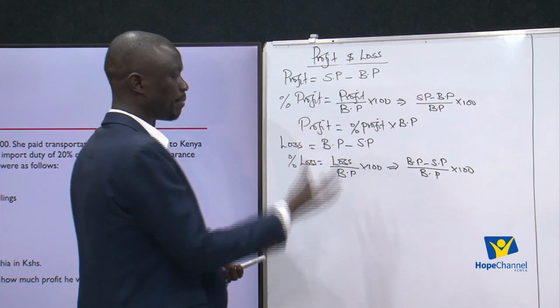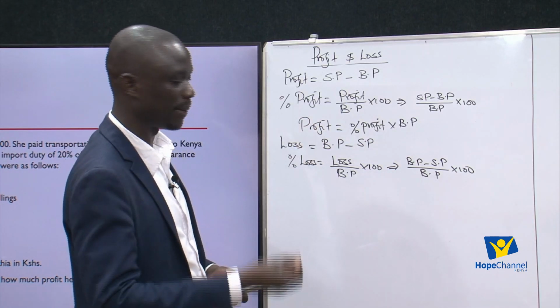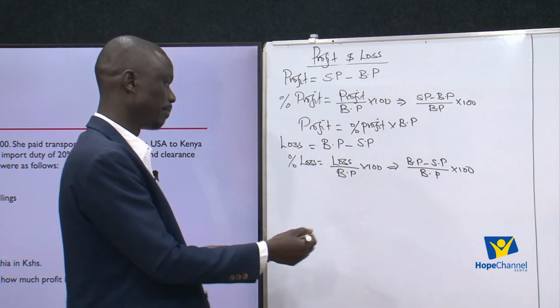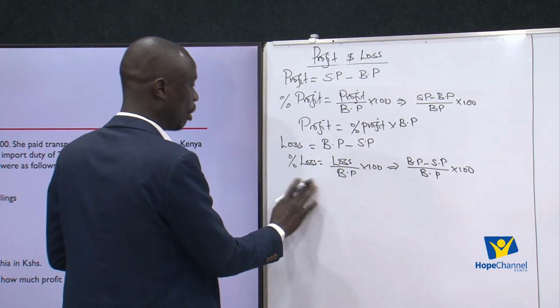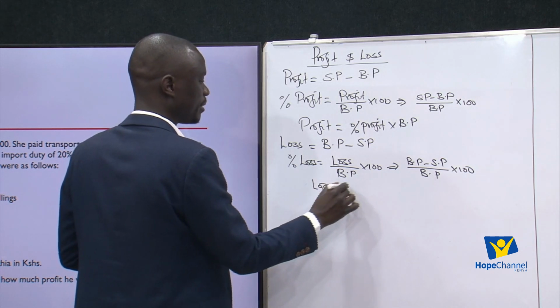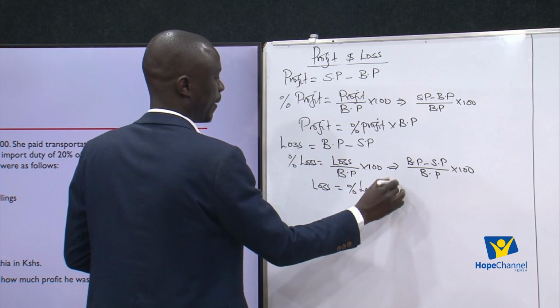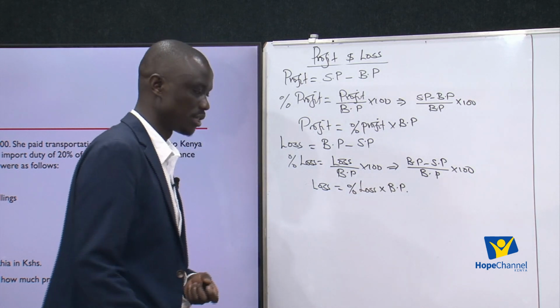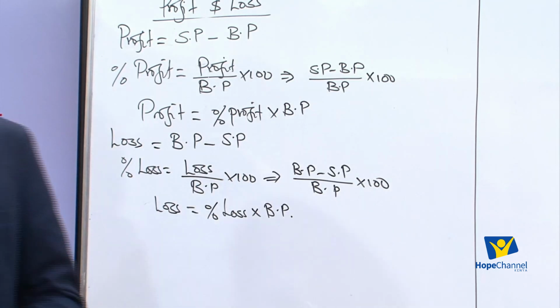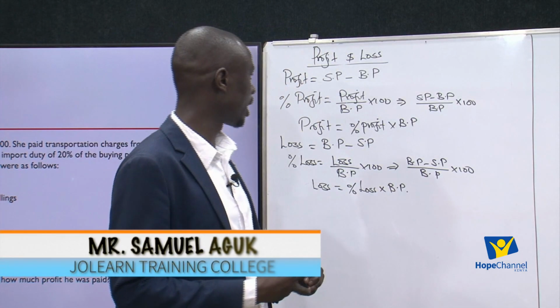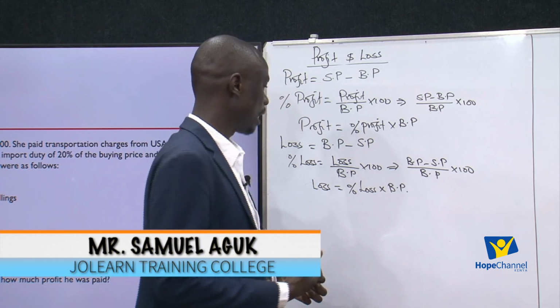Also, in the same case, somebody can provide you with a percentage loss, and you want to know the loss. So you simply take the percentage loss, then you multiply by the buying price. Those are some of the key formulas that we use when calculating profit and loss.